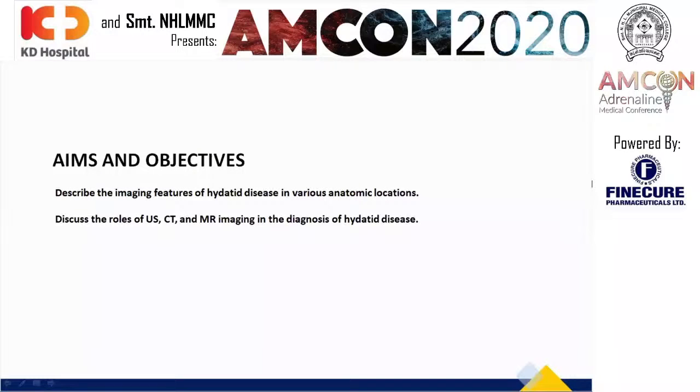My aims and objectives are to describe the imaging features of hydatid disease in various anatomic locations, and discuss the role of ultrasound, CT, and MR imaging in the diagnosis of hydatid disease. Next.